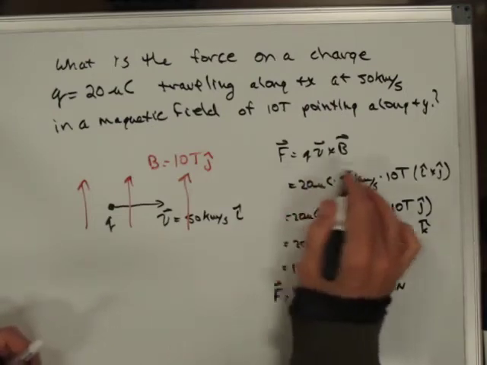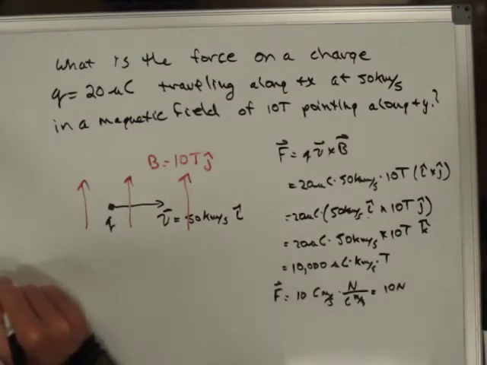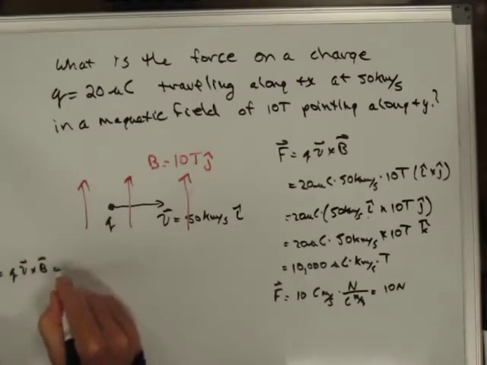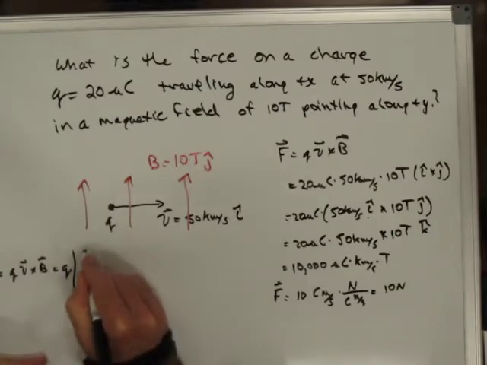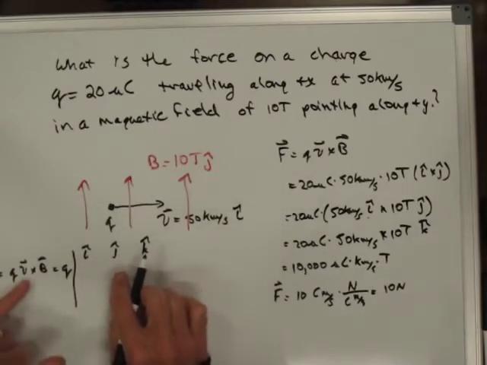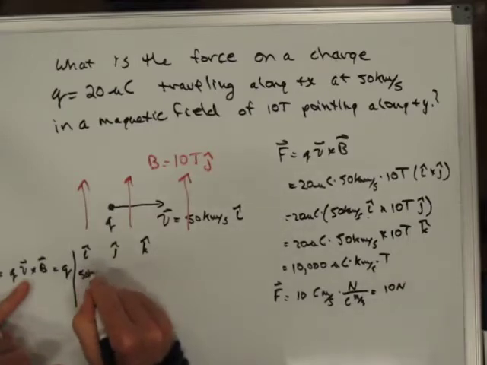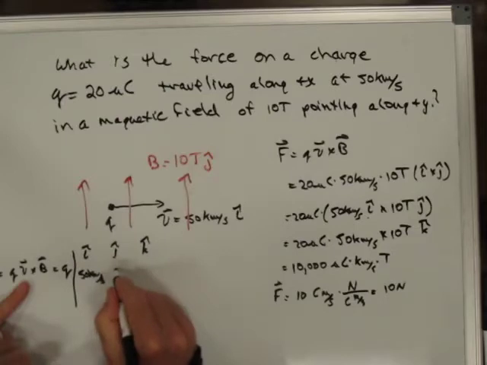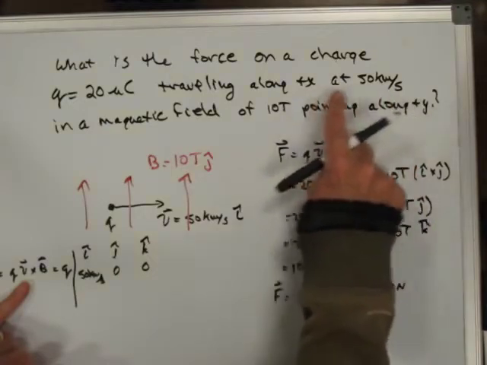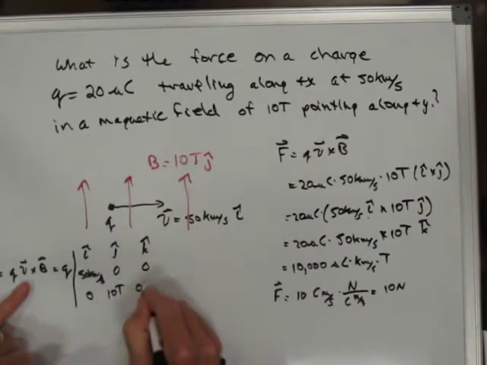If we wanted to, we could go all the way back to our definition of the cross product, and we could say, look, F equals QV cross B, and that's equal to Q times I hat, J hat, K hat, across the top row. This is the determinant, that's the definition of a cross product, right? And so V would be 50 kilometers per second along I hat, 0 and 0. It's got nothing along the J hat, and nothing along the K hat, right? Similarly, B is 0, 10 Tesla, 0.